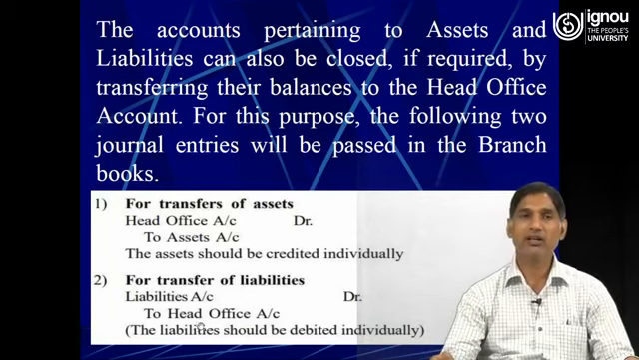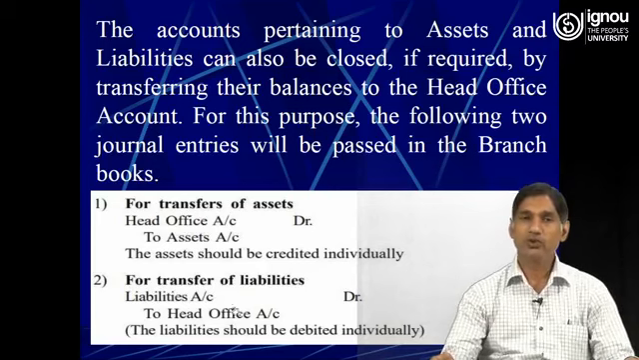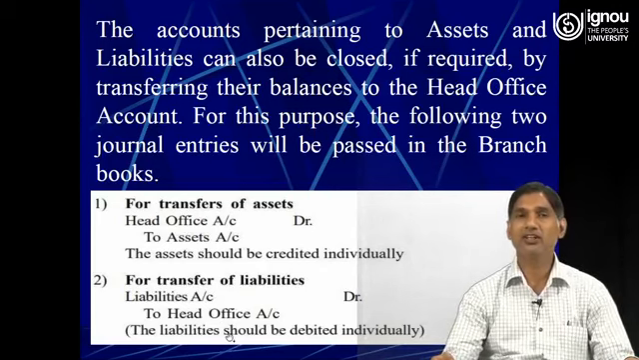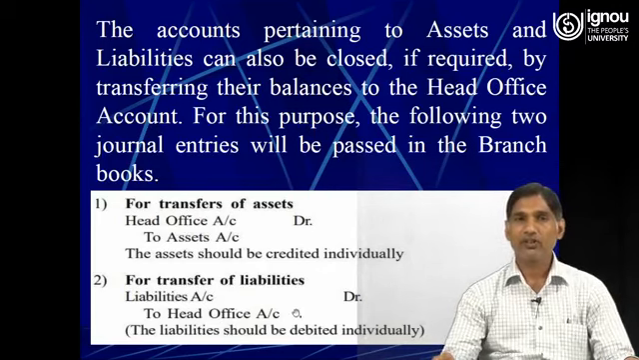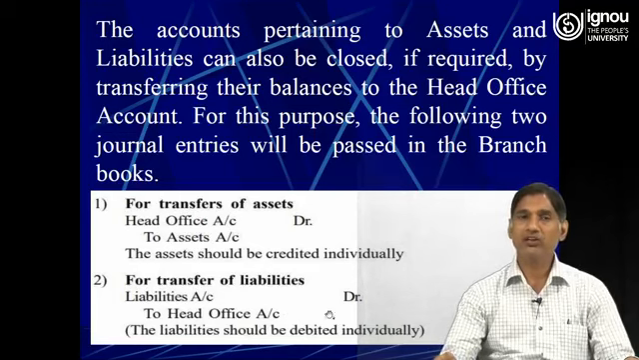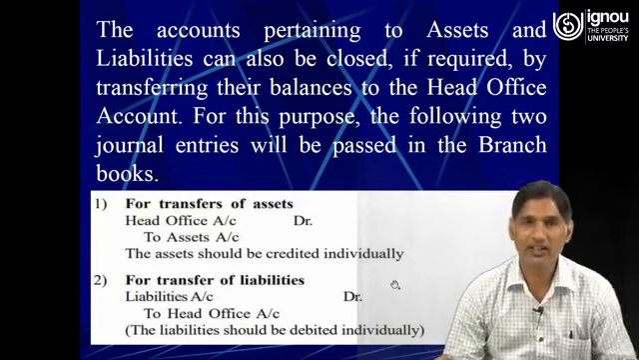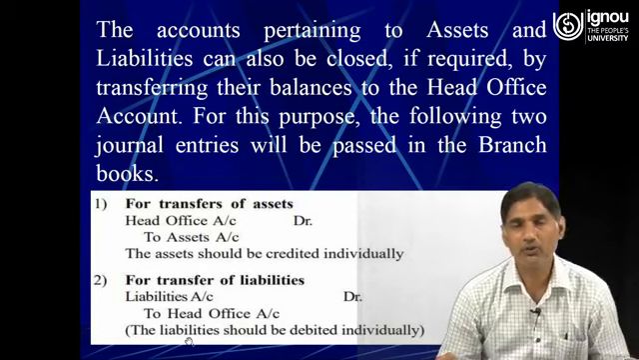It's very simple. To head office, so again head office is the personal account. Here head office is the receiver. So for transferring the liabilities, we will make the journal entry: liabilities account debit to head office.